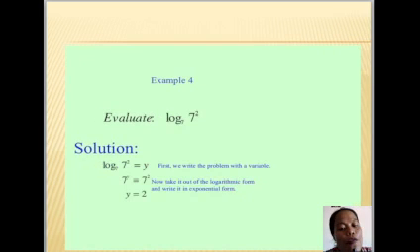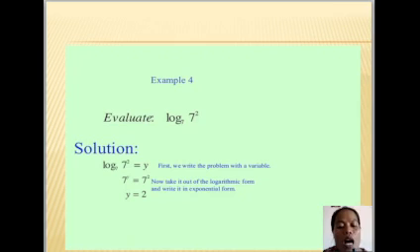Example number 4. Evaluate logarithm of 7 squared to the base 7. Now we will write the problem with variables. So logarithm of 7 squared to the base 7 is equal to y. We don't know what y is; that's the variable, the unknown number that we're going to find. Again, this is the base 7 and the logarithm there is y, and that will be the exponent of 7. So 7 to the power of y is equal to 7 squared.